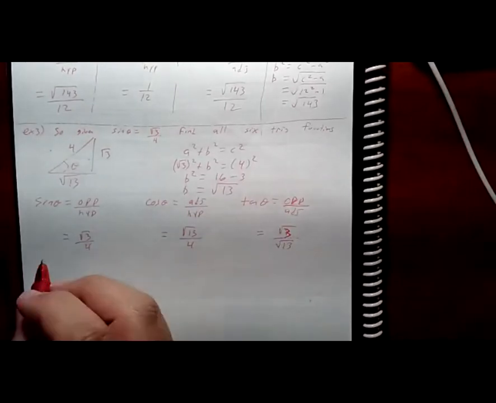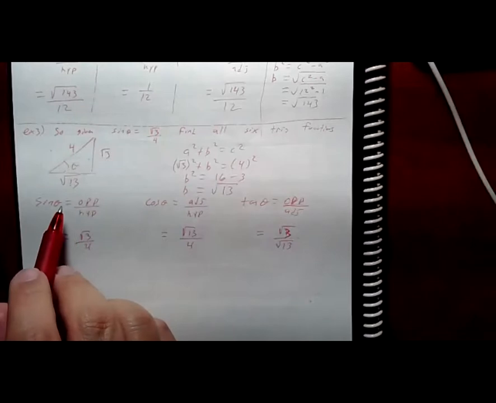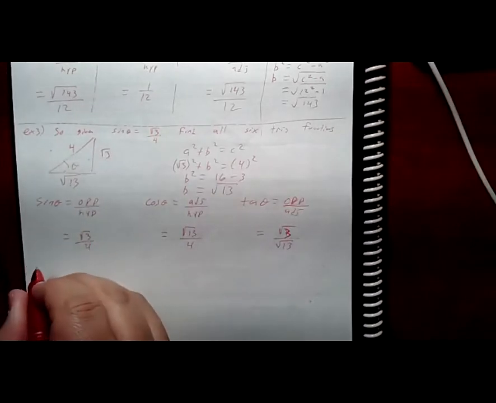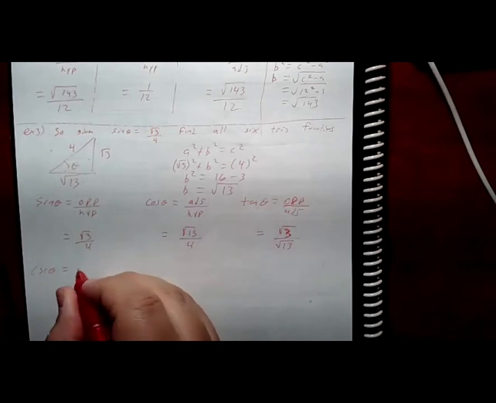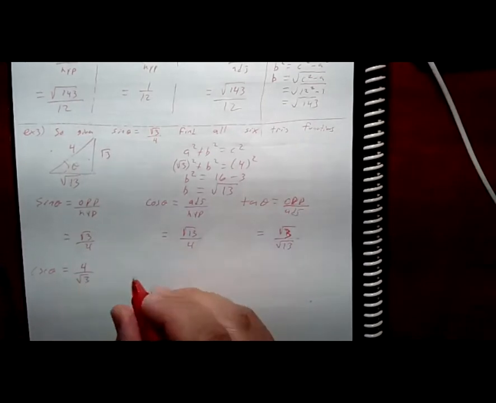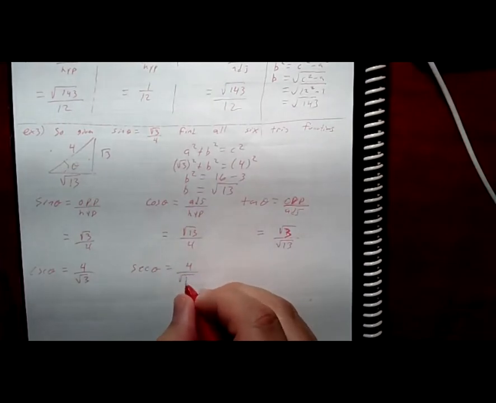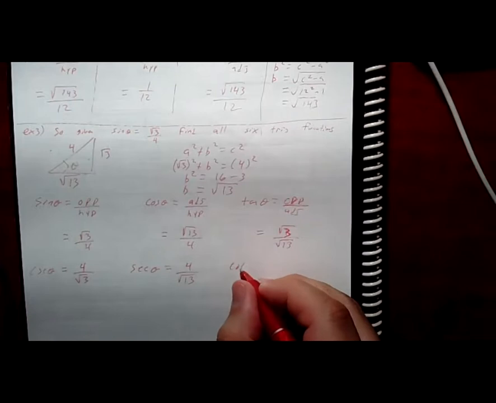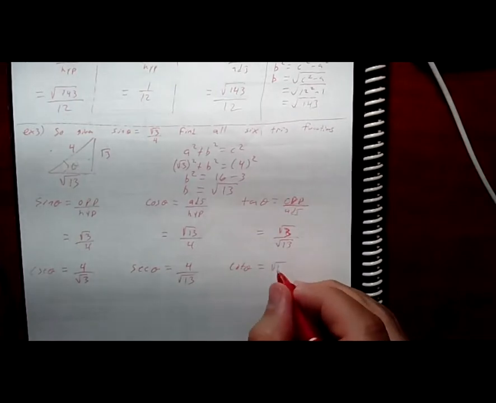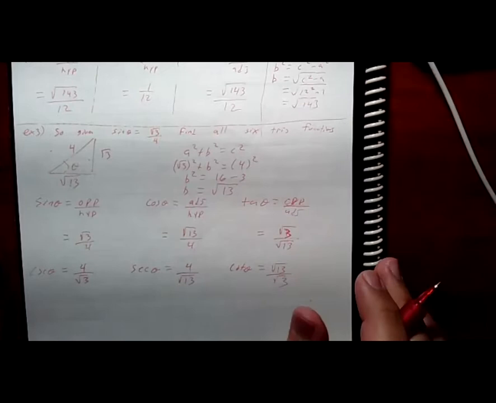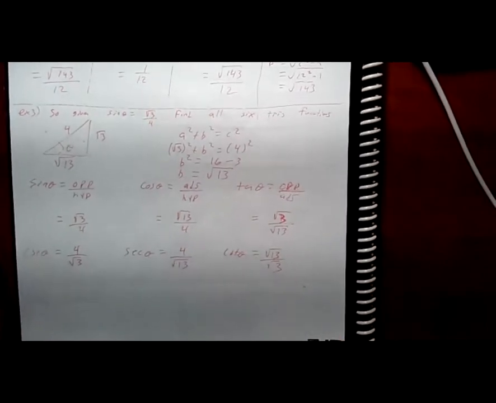Okay, so reciprocals, pretty easy, right? Reciprocal of sine would be cosecant theta, which is equal to 4 over root 3. Reciprocal of cosine is the secant, so 4 over root 13. Cotangent theta is equal to root 13 over root 3. Now, they may ask you to rationalize when you have roots on the bottom. They might accept it this way. It depends. So if they don't, please rationalize.